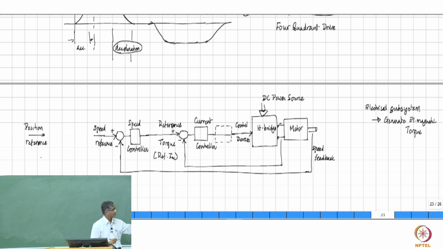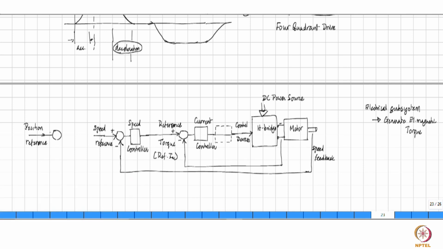When I say reference, it doesn't mean it needs to be a fixed value, right? Position reference may vary depending on where you want it to be. And therefore, what you do is you take the position reference and then you get a feedback of the rotor position. Position feedback.